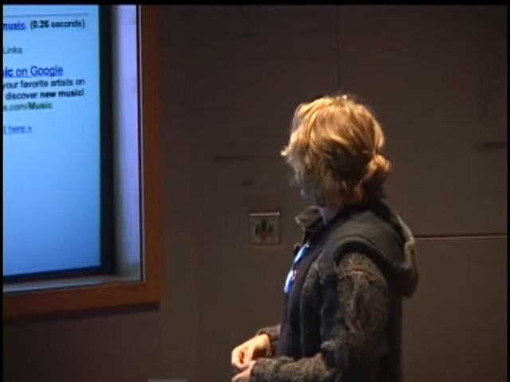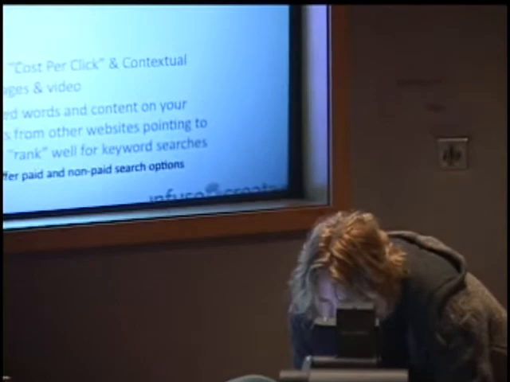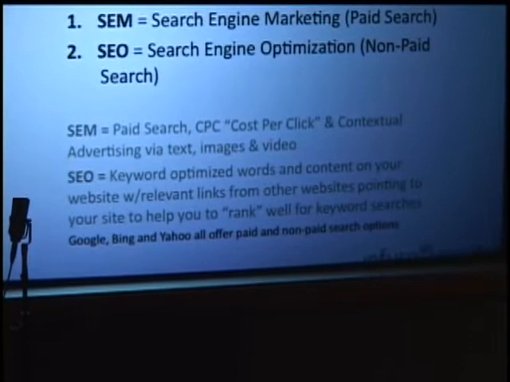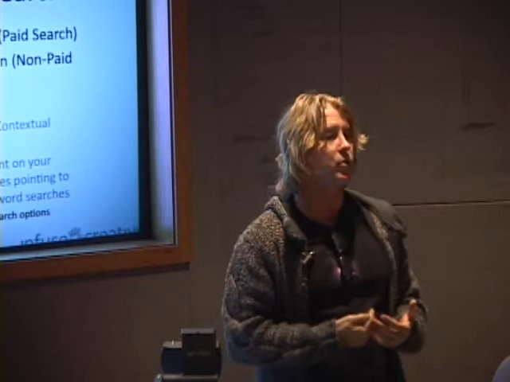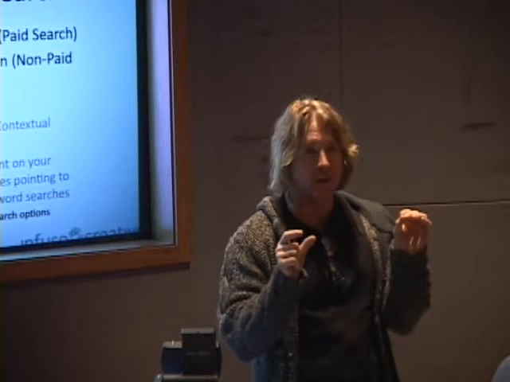All right, so let's go back to the presentation. It says CPC, cost per click, and contextual advertising. All three major search engines have paid search available, but we're going to focus on Google today. Google calls contextual advertising the content network. Based on the keywords that you input into paid search, it will match your keyword and your ad, be it a text ad or an image ad or a video, to related content.